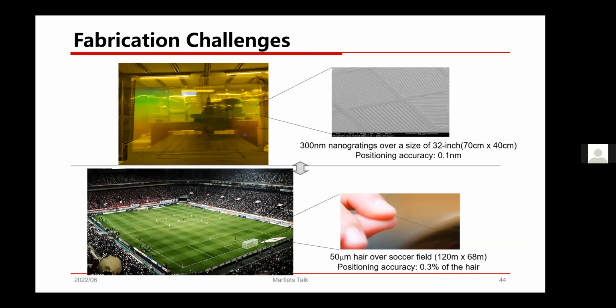I want to emphasize the diffraction challenges in 3D display. For example, in this architecture, we have a 3D display with 32 inches. This 32 inch screen is fully covered with 300 nanometer nanogratings, and the position accuracy needs to be 0.1 nanometer. If we scale up this view modulator to a soccer field size, then it is equal to using a hair to cover the soccer field, and the position accuracy needs to be 0.3% of the hair. So the fabrication challenge is still the limit that hinders the further development of 3D display.